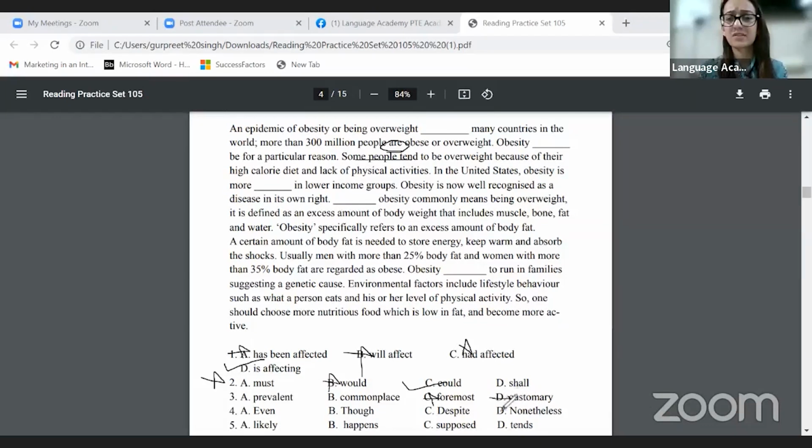Customary is something related to rituals. So obesity is not related to rituals. So we can say more prevalent. Prevalent means widespread. Means it is more commonly spread, widely spread in lower income groups.